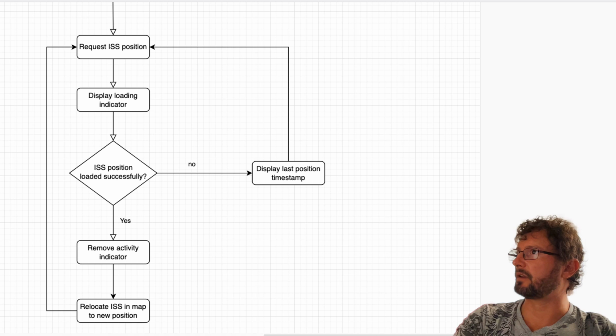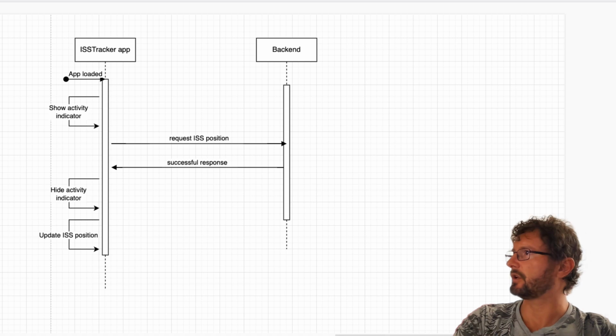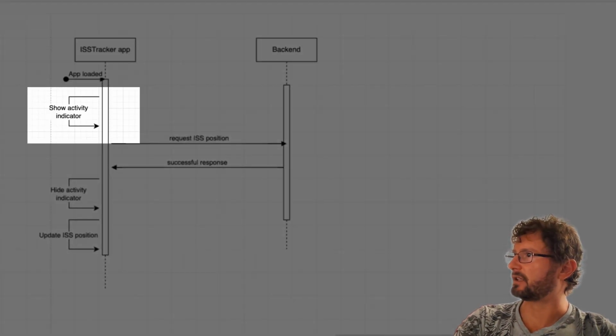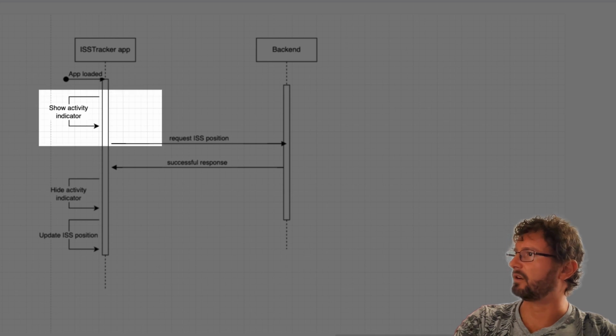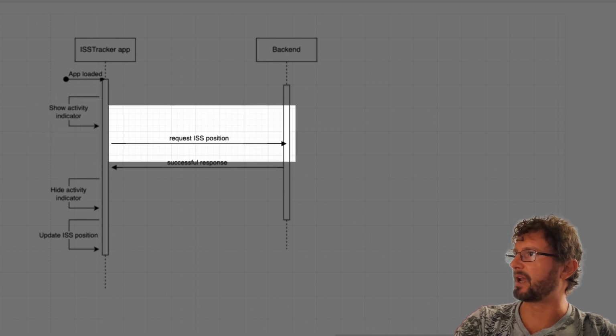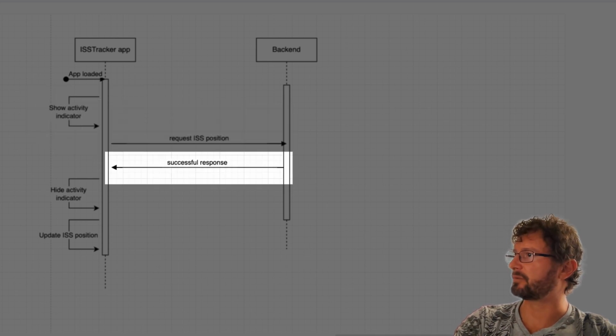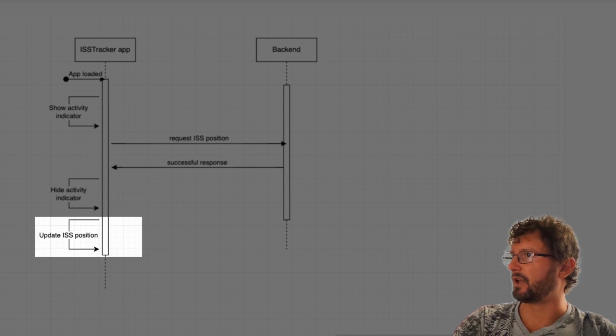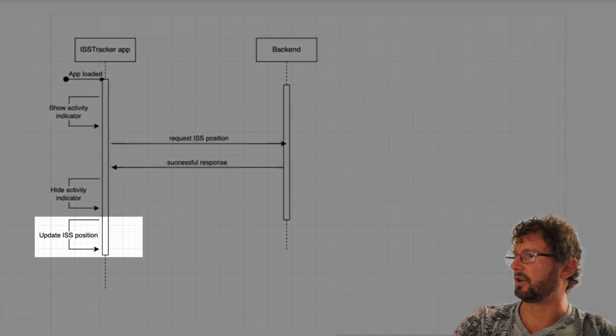Another way, which is also efficient and a good tool to understand a feature, is a sequence diagram. So here, instead of having a flow, we have a sequence of steps. So we have the ISS Tracker app, and when the app loads, we show the activity indicator. The app will request the ISS position to a backend. The backend will respond. Then we will hide the activity indicator, and then we update the ISS position on the map.